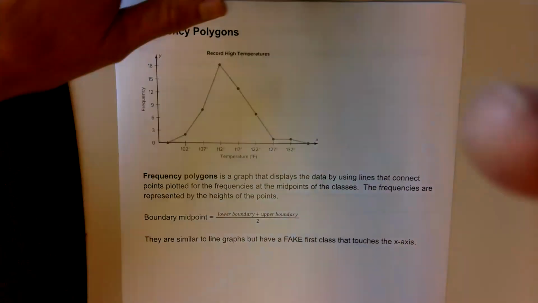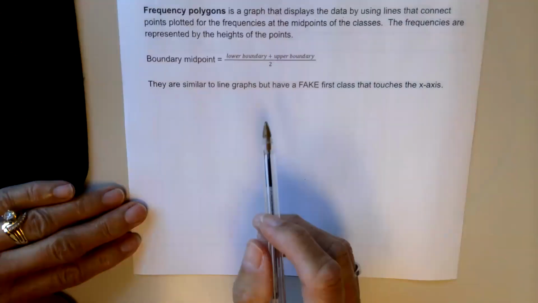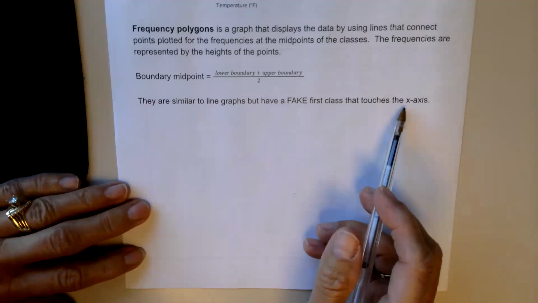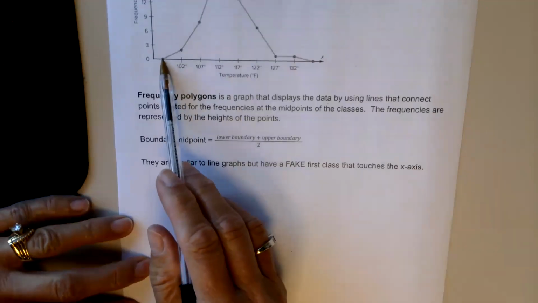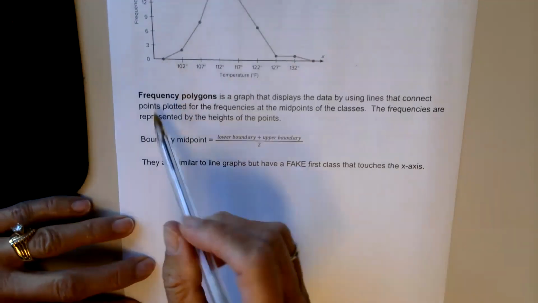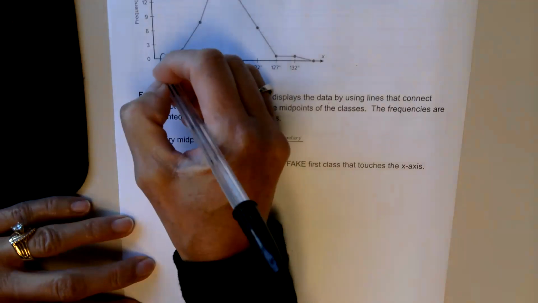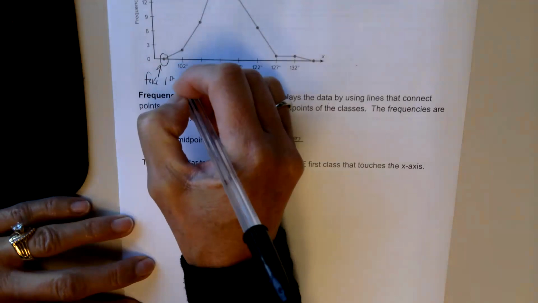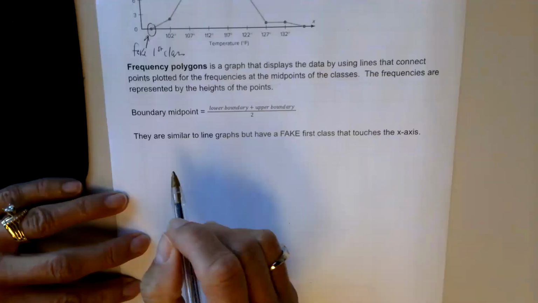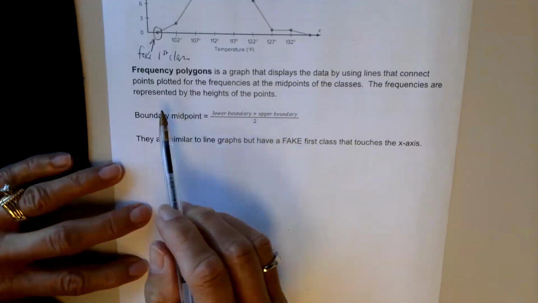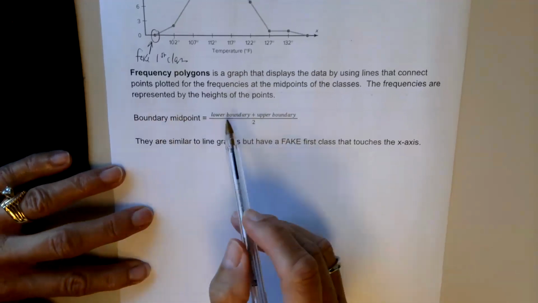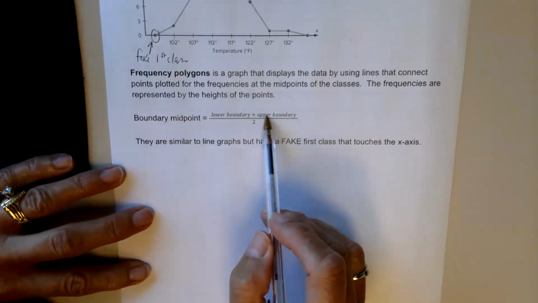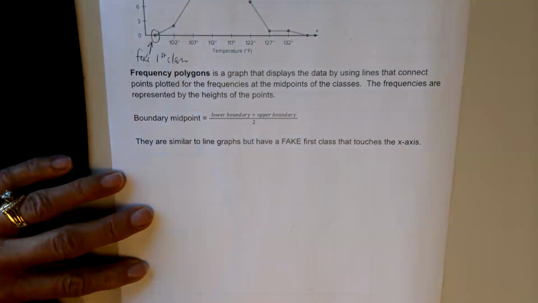So they are similar to line graphs, but have a fake first class that touches the x-axis. So that's one thing, is we have a fake first class, so we have to pay attention to that. And then also, we need to know how to find our boundary midpoints. So our boundary midpoints are found by taking the lower boundary plus the upper boundary and dividing by 2. And we're going to do that here.